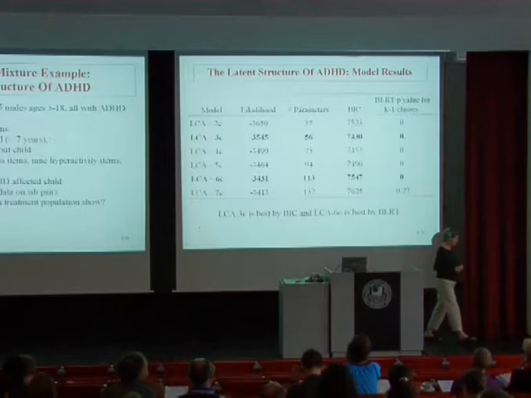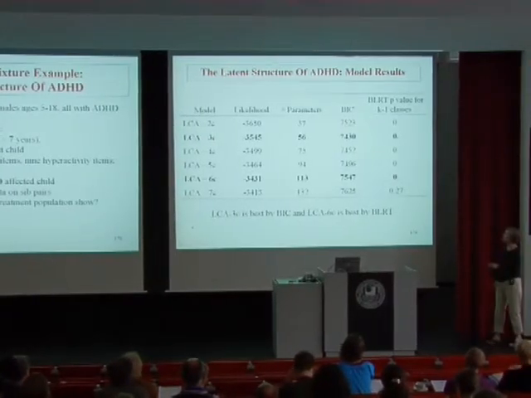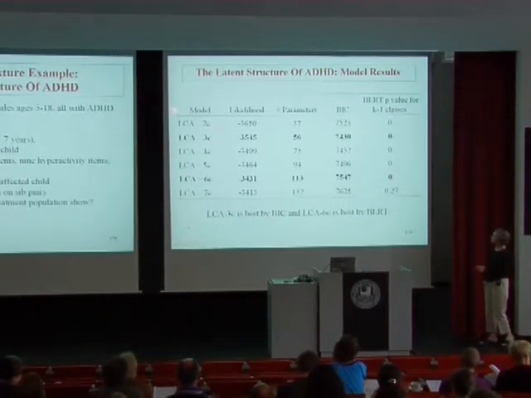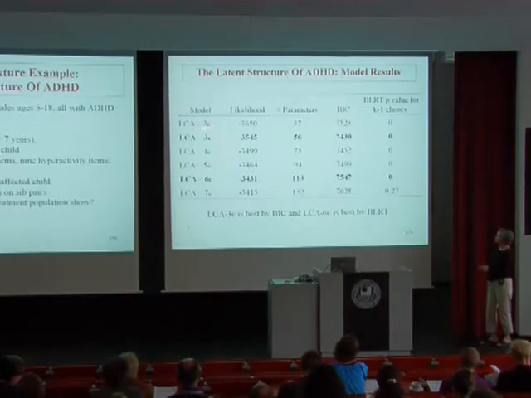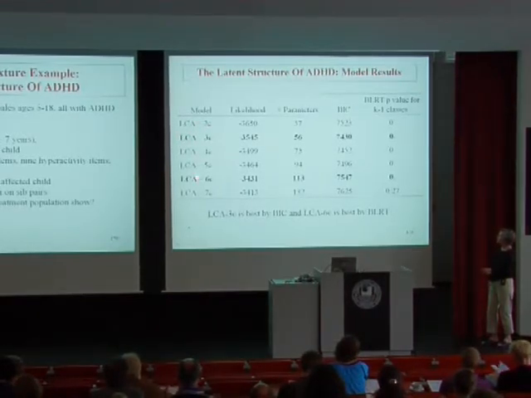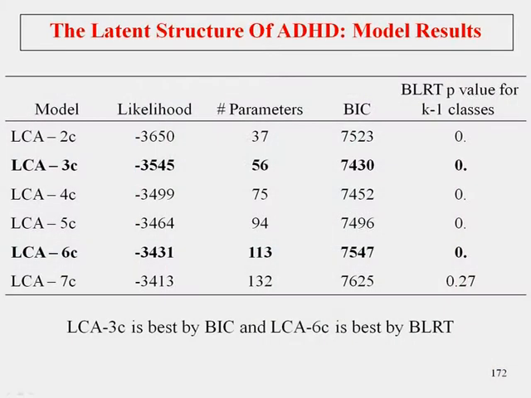Now we looked at several different models. The LCA 2-class, 3-class, 4-class, 5-class, 6-class, 7-class. Now if we look at BIC, the lowest BIC indicates 3 classes, but if we look at the BLRT results, which are in the last column, then that would indicate 6 classes.